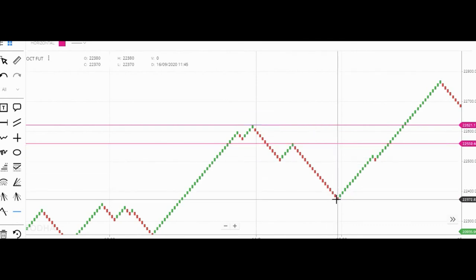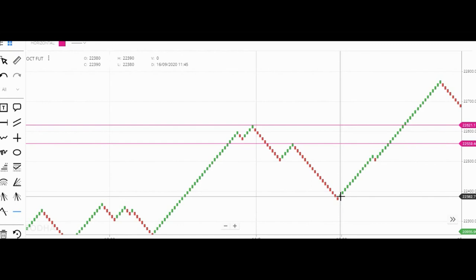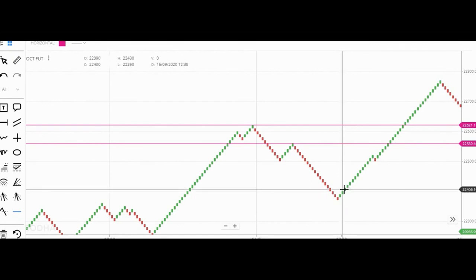Okay, so it went all the way down up to 22,379. Okay, now we are in decent profits, so why lose these profits? So after forming 2-3 green bricks, exit. So somewhere here I am exiting, 22,412.